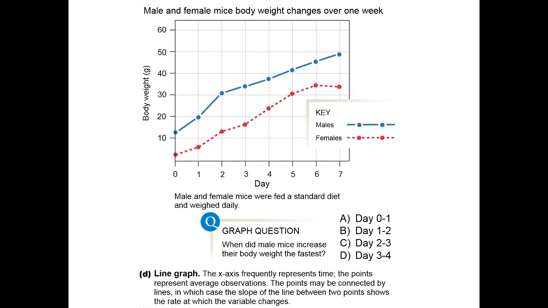Line graphs. Line graphs are really good for showing progression. So more often than not, the x-axis will be some form of time: seconds, minutes, hours, days, months, years. The x-axis will most likely be time.